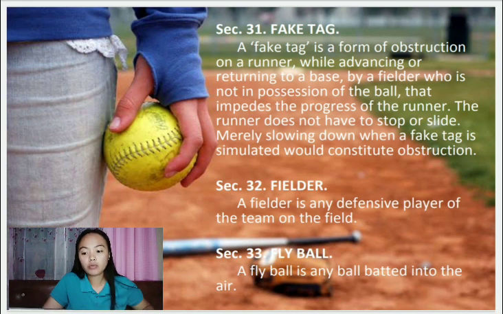A fake tag is a form of obstruction on the runner while advancing or returning to the base by a fielder who is not in possession of the ball, so that it impedes the progress of the runner. So the runner does not have to stop or slide. Merely slowing down when the fake tag is simulated would constitute obstruction.